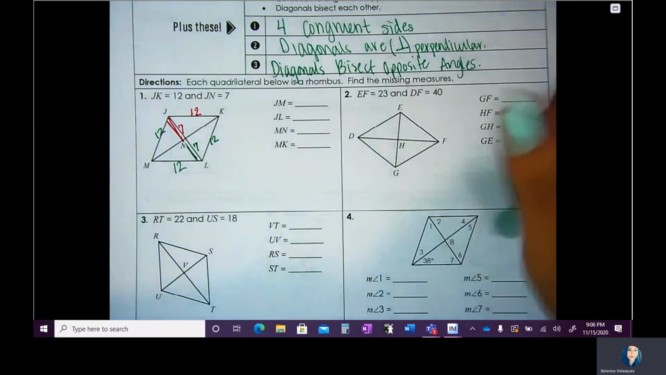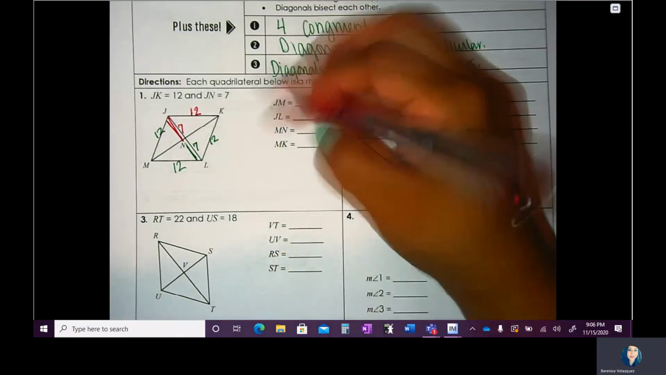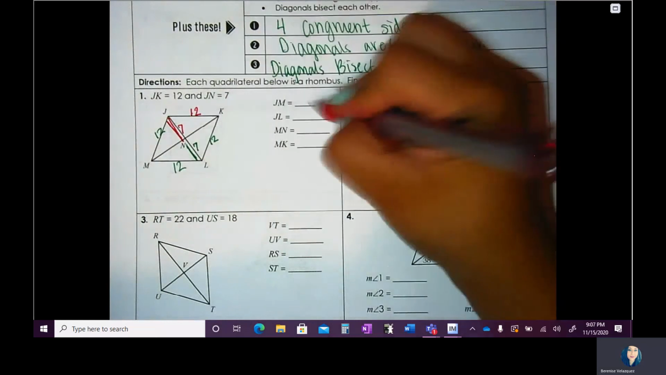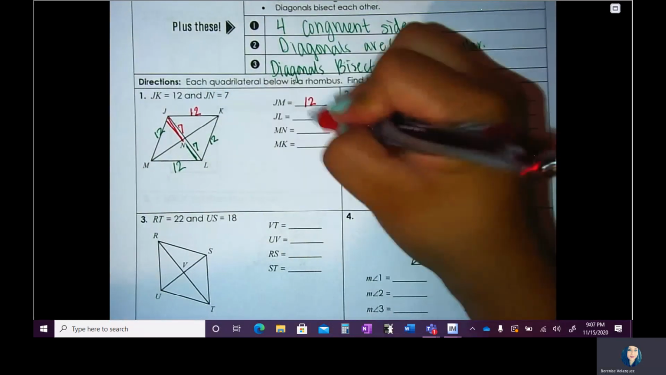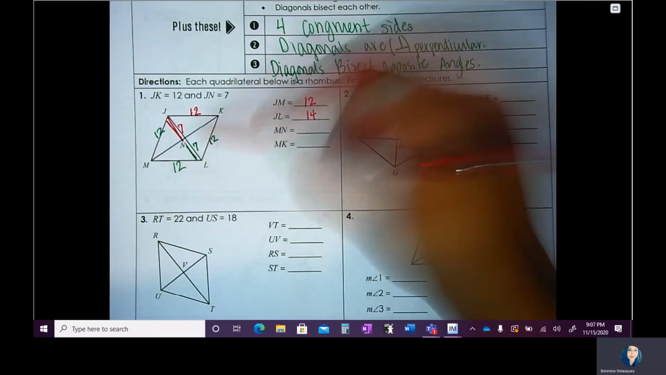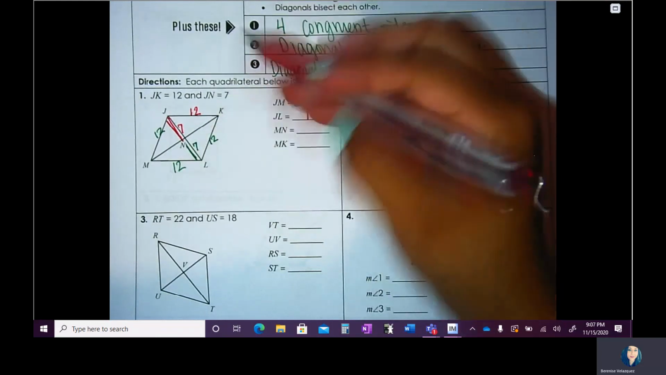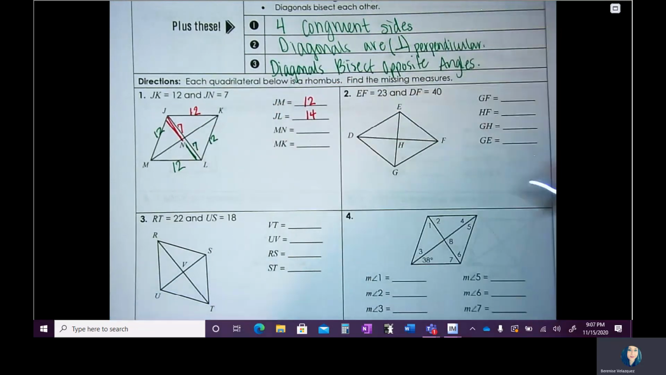Okay, let's see if that's enough, if there's anything else that's missing. So JM is this side, that would be 12. JL, the whole thing, would be 14, because 7 and 7. MN would be the other side, don't know it yet. MK would be the whole thing, don't know it yet. So there's obviously something that I'm missing.